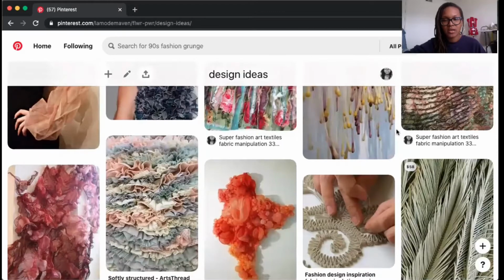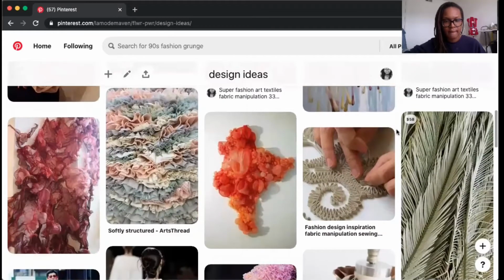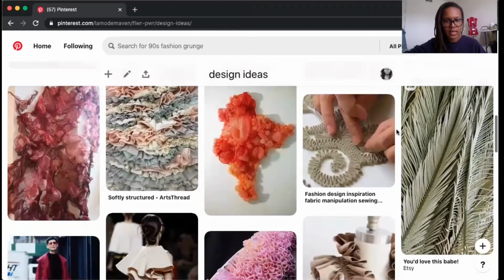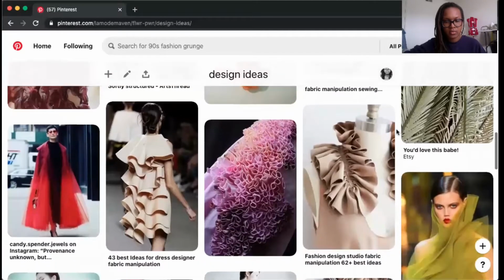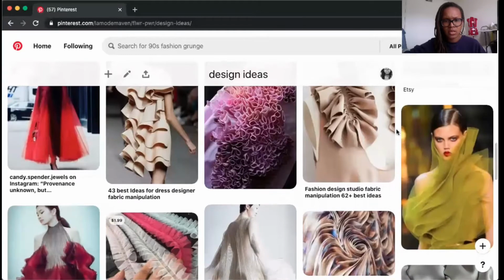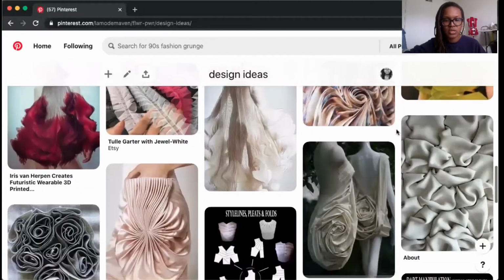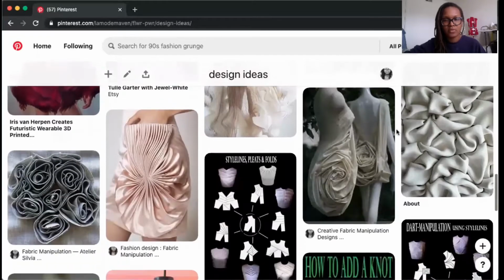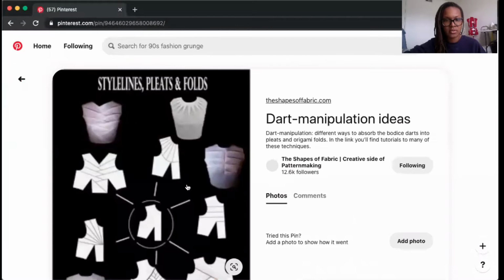So it was a combination I'm seeing now of initially fabric manipulation and creative pattern cutting. Cutting designs, it's almost like you're cutting the design into the pattern. And if you're a designer, you know what I'm talking about. This is a good example.